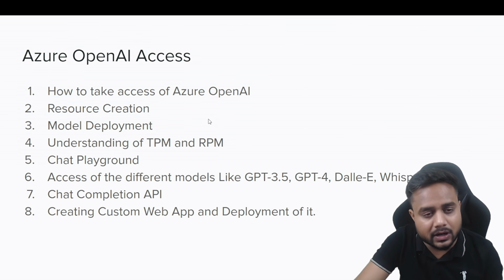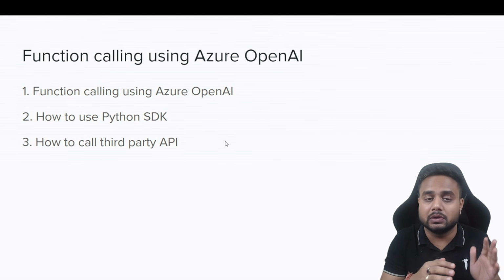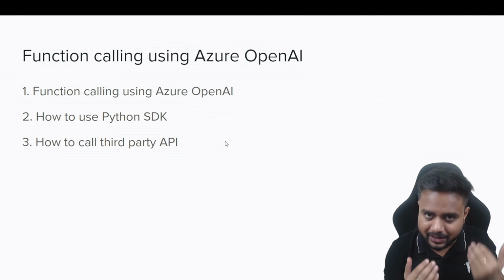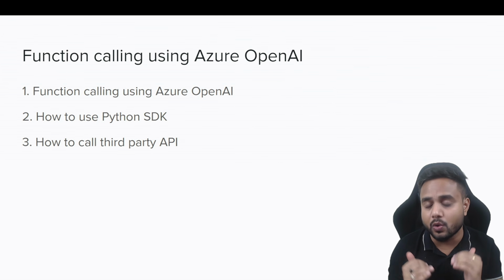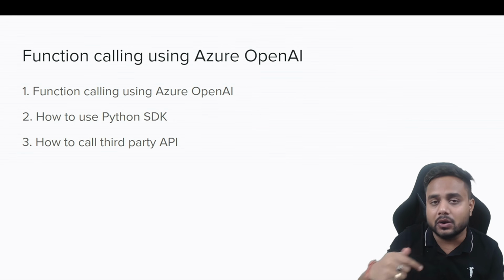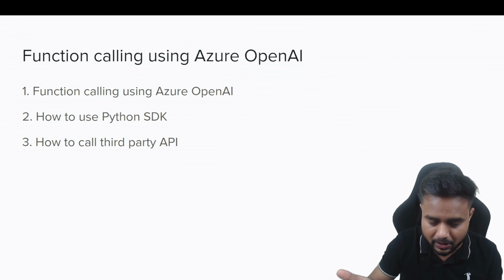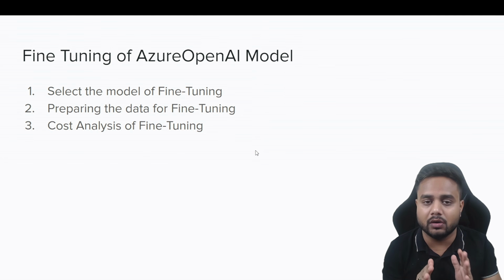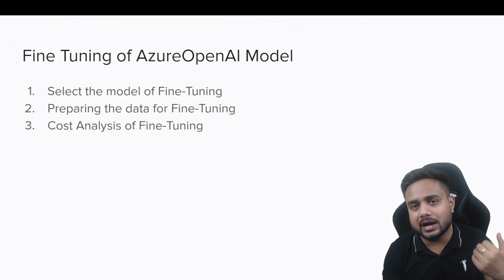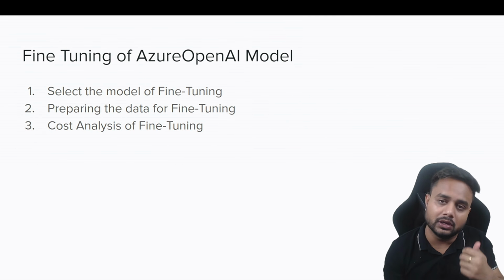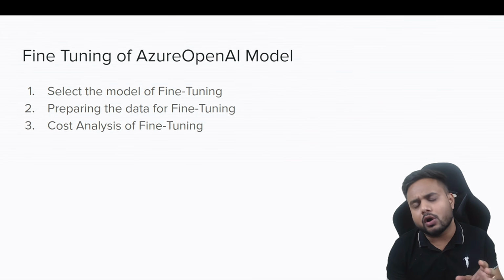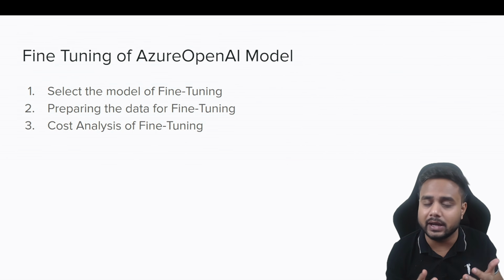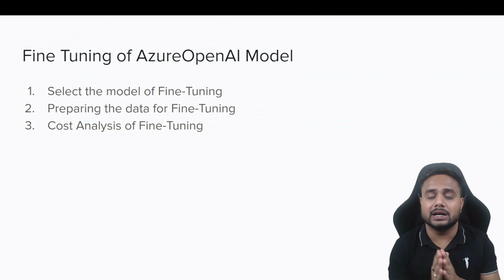Now, after this Azure OpenAI, I will come to function calling using Azure OpenAI. We'll use the Python SDK only. We'll write the code inside the local system and we'll try to call any third-party API. Then after, we'll discuss the fine-tuning concept of the Azure OpenAI. We'll select the appropriate model for fine-tuning. We'll prepare the data for it. We'll talk about the complete cost and all, and we'll see how we can fine-tune the model inside the Azure OpenAI.